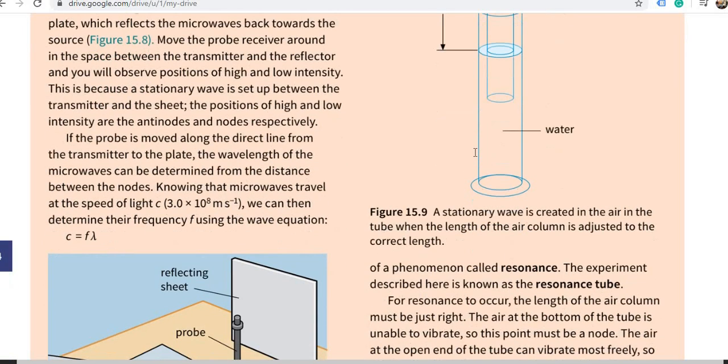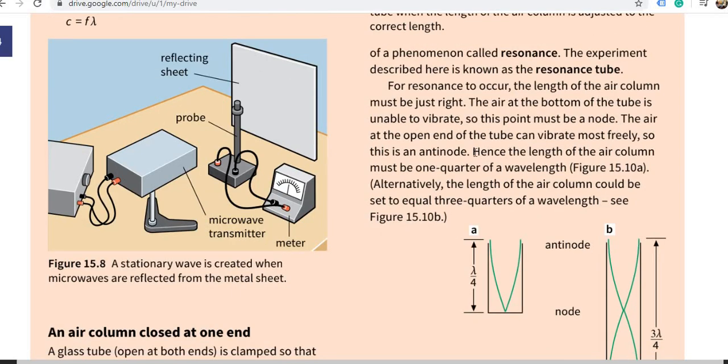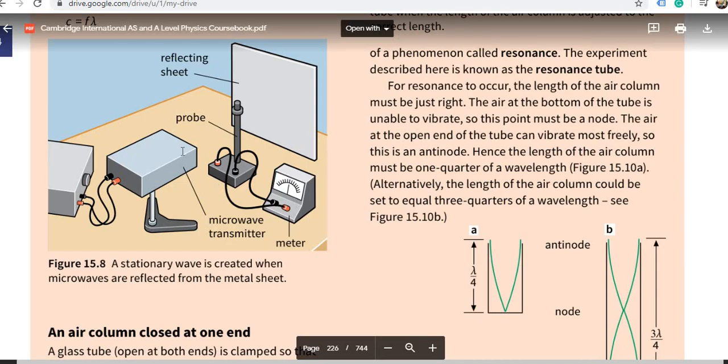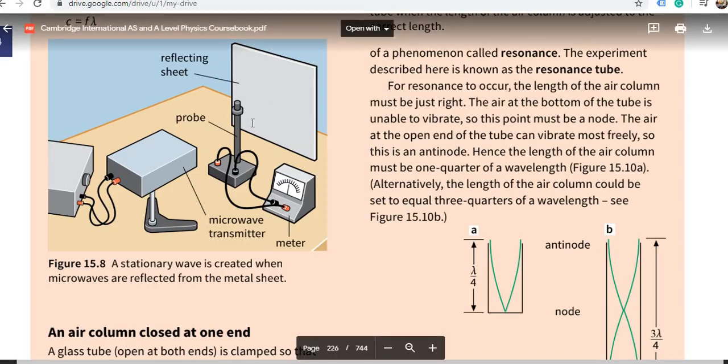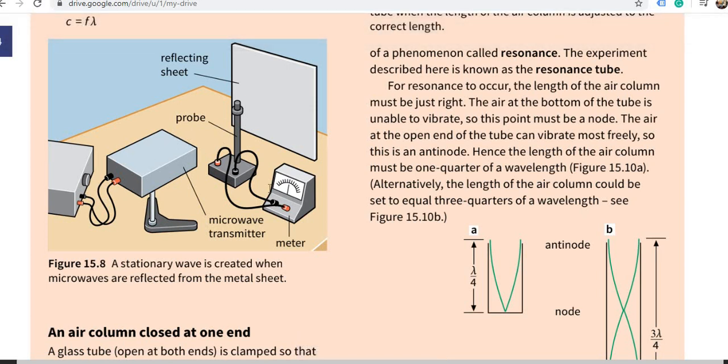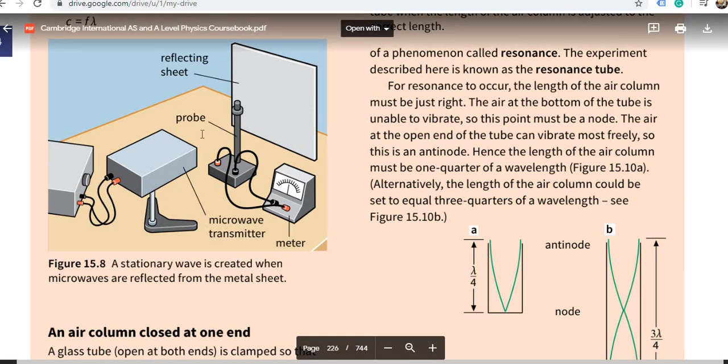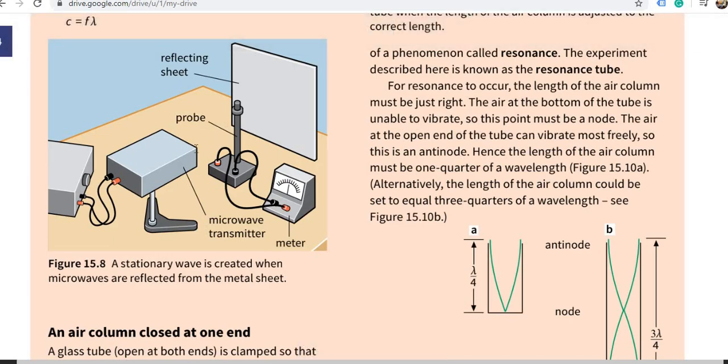Now this thing you can also do even with microwaves. So what you have is the reflecting sheet. You can increase or decrease the frequency, or if you have a constant frequency, you can move the emitter of the microwaves forwards, backwards. Let's say you can adjust the frequency, and this is the reflecting sheet. So the microwaves get sent, they get reflected. Now the past paper question I did was a question on microwaves, something like this.